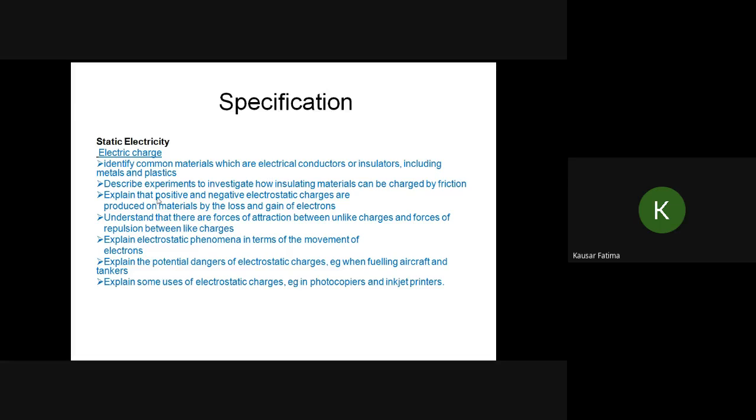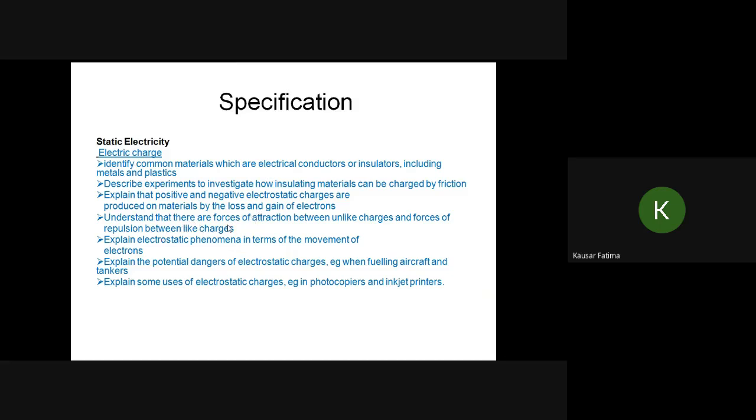And these are the specifications. You need to know what is an electric charge, what are insulators and conductors, and how do we investigate that. The insulators can be charged by rubbing. Rubbing means friction, and positive and negative charges, how they are produced in a material.